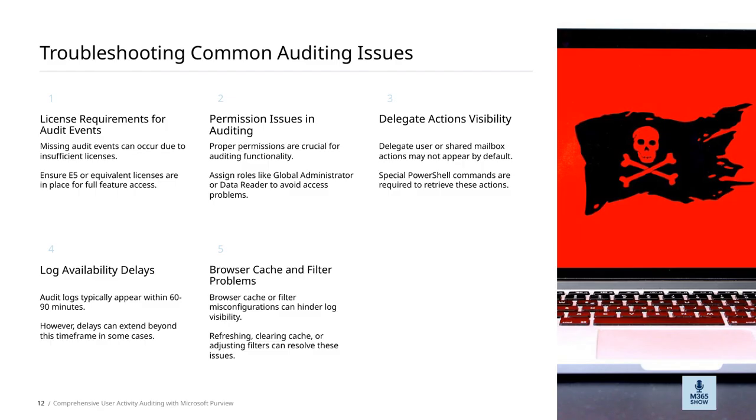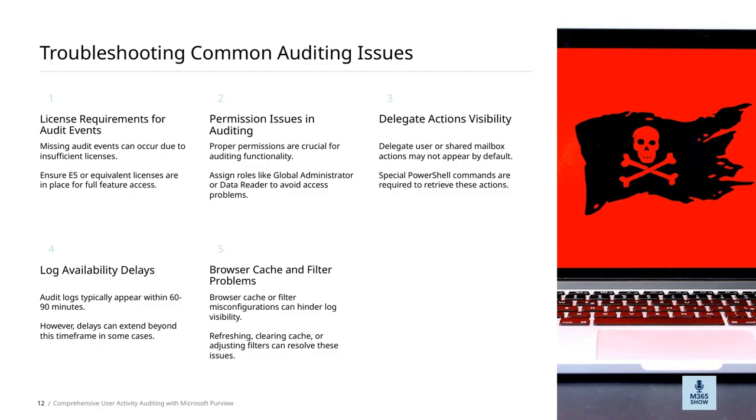Next, keep in mind that audit logs usually appear within 60 to 90 minutes, but in some cases, there can be delays beyond that window. So, if you're not seeing logs immediately, give it a bit more time. Patience is key here. Another point to watch for is actions performed by delegate users or in shared mailboxes. These actions don't show up by default, which can be confusing. To see these, you'll need to use some specific PowerShell commands, so be prepared to run those if you need complete visibility.